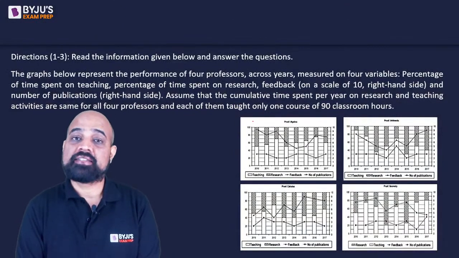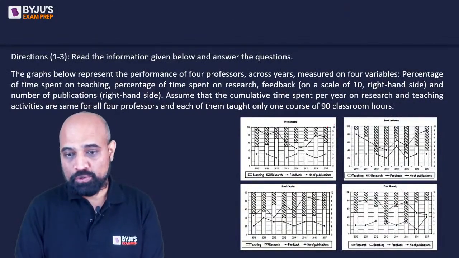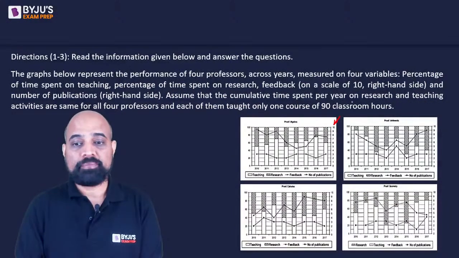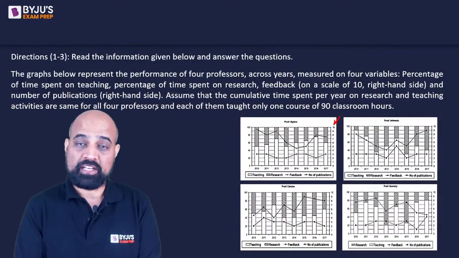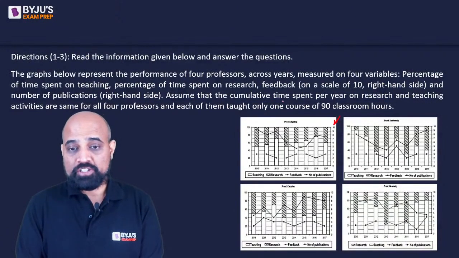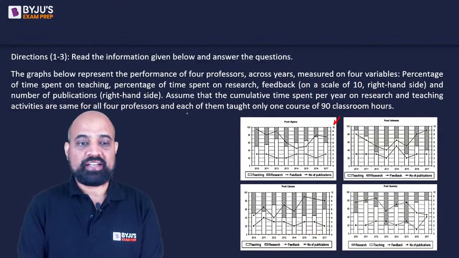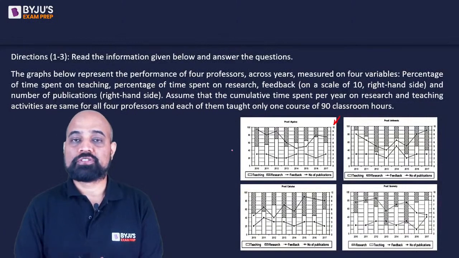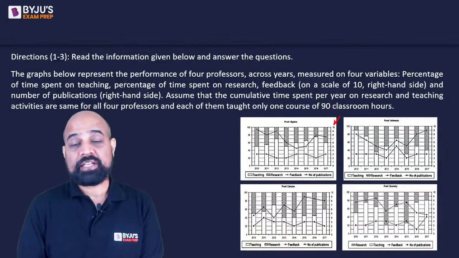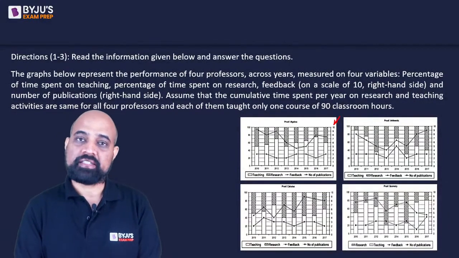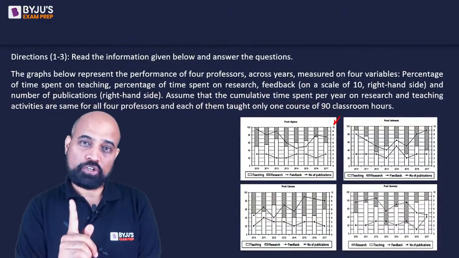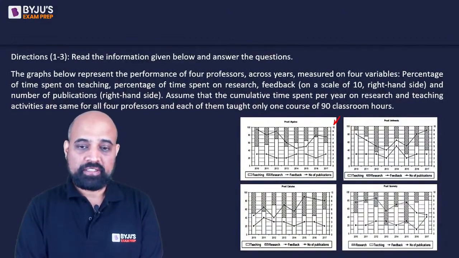No, that is also from the right hand side, both are on the right hand side. If you look at the right hand side axis, it's from 0 to 10. So these are all measured on a scale of 1 to 10 for feedback, and number of publications is also up to a max of 10. Assume that the cumulative time spent per year on research and teaching activities are the same for all professors. Cumulative time spent means total time, right? And each of them taught only one course of 90 classroom hours. So that is given as 90 classroom hours, and each professor taught only one particular subject.